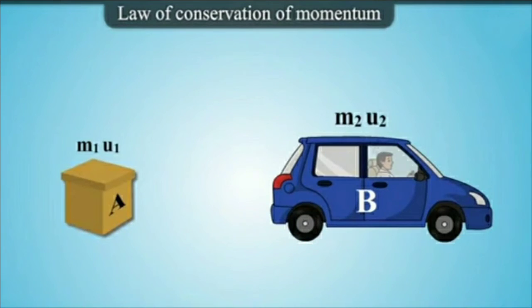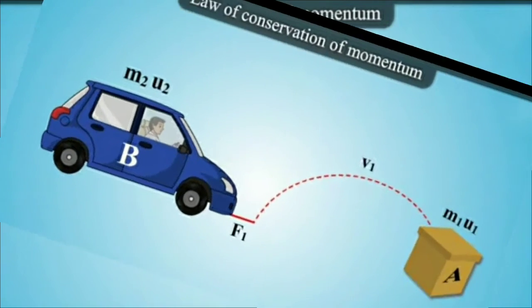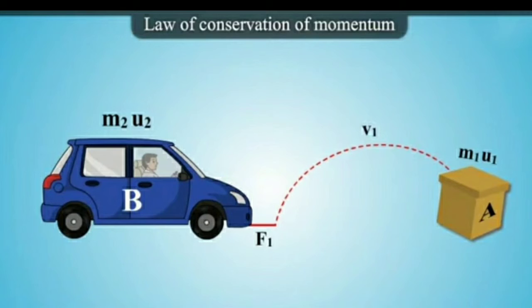Now, according to the formula of momentum, the initial momentum of A is what? m1 u1, and that of B is what? m2 u2. Suppose these two objects collide. Okay, they strike each other. So let the force on A due to B be F1.